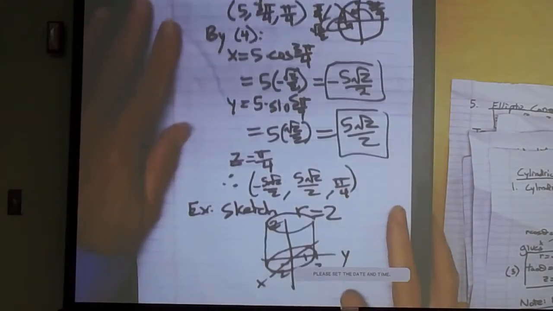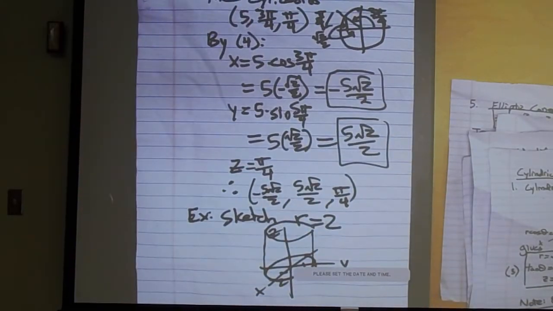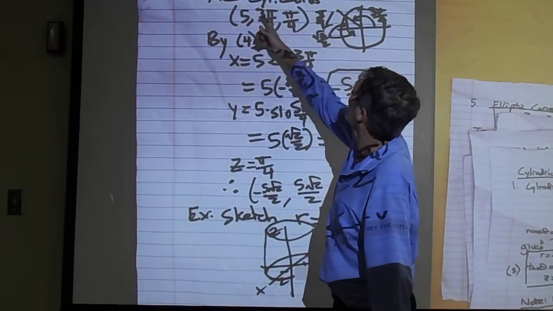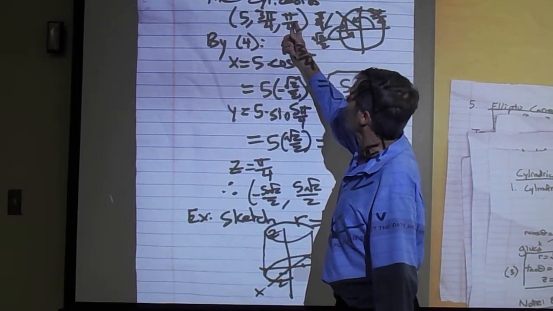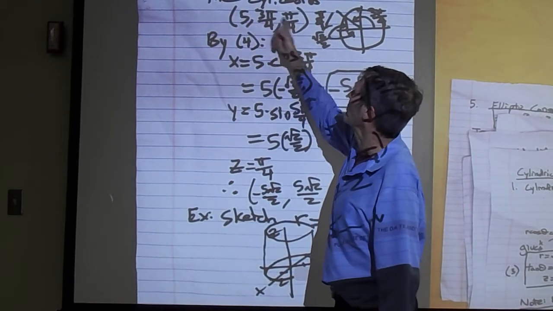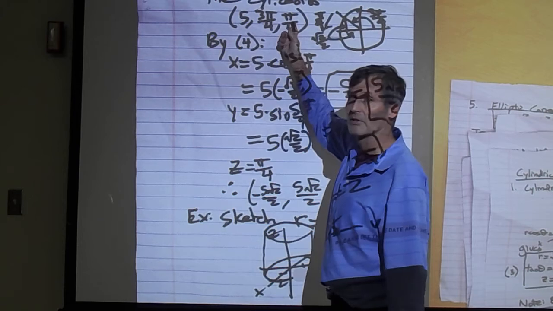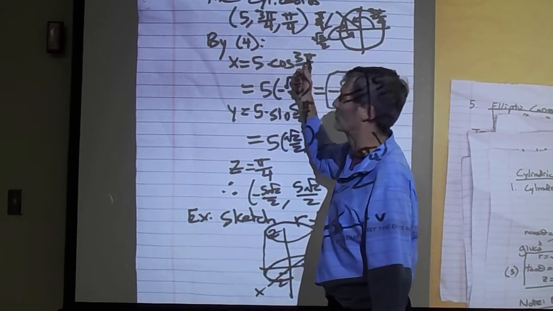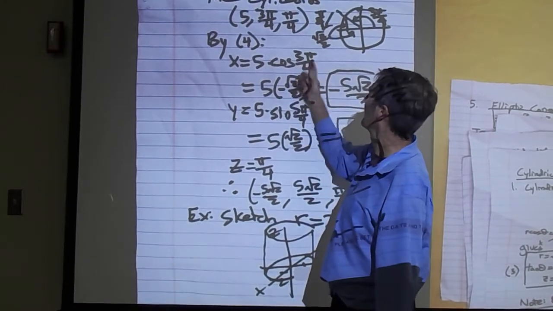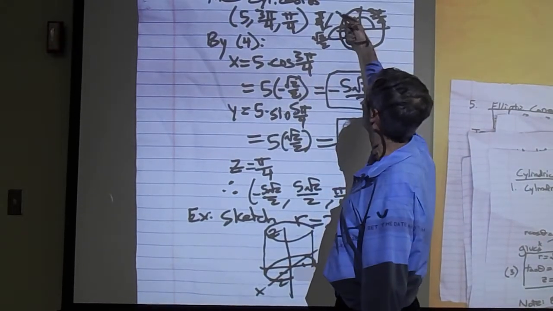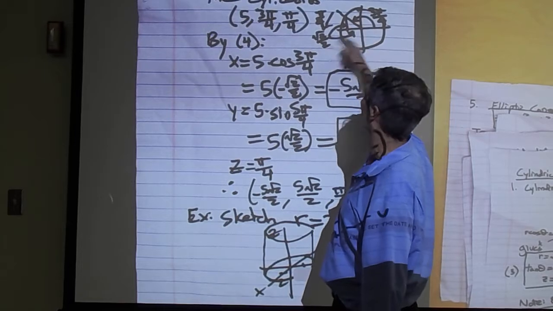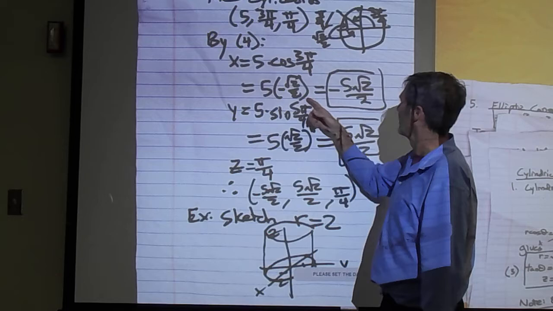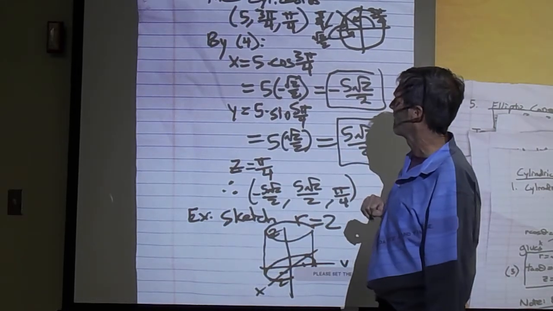For instance, here's an interesting case. Suppose I want to convert these cylindrical coordinates, r, theta, z, to rectangular coordinates. This is easy. It's just plug and chug. X equals r cosine theta. You just put it in, and you compute it. Cosine 3 pi over 4, if you go back to trigonometry, is minus square root 2 over 2 in this quadrant, because it's a 45, 45, 90 triangle. This is pi over 4. And you get minus 5 square root 2 over 2.